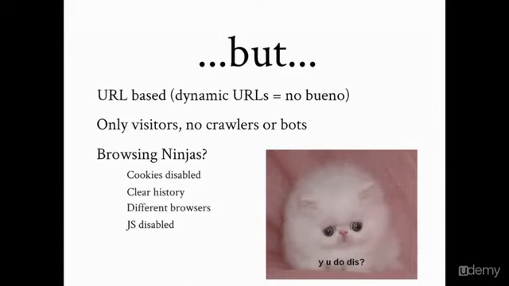If somebody clears their history or uses different browsers, so if I go to your website with Google Chrome as a browser, and then I go to your website with Safari or Firefox as a browser, Google Analytics will see me as two different visitors. And if I go from my phone, that'll be a third different visitor.